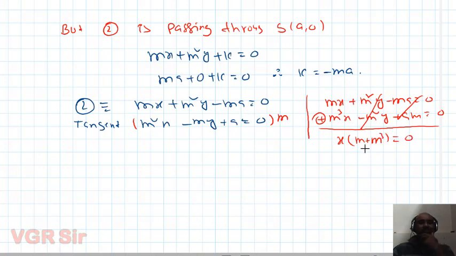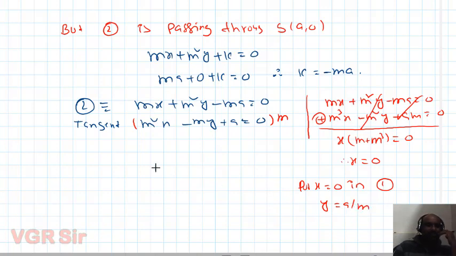Here m is never 0 because the slope of the line is not equal to 0, that is not a horizontal line. That's why x equal to 0. So in the point of intersection of all the tangents, all x coordinates are 0 only. Now you want to substitute this x equal to 0 to find its y coordinate. Put x equal to 0 in any one of the equations, first in equation 1. x equal to 0 means y equal to a by m. Therefore, the point P is (0, a by m). Observe all of you, (0, a by m).